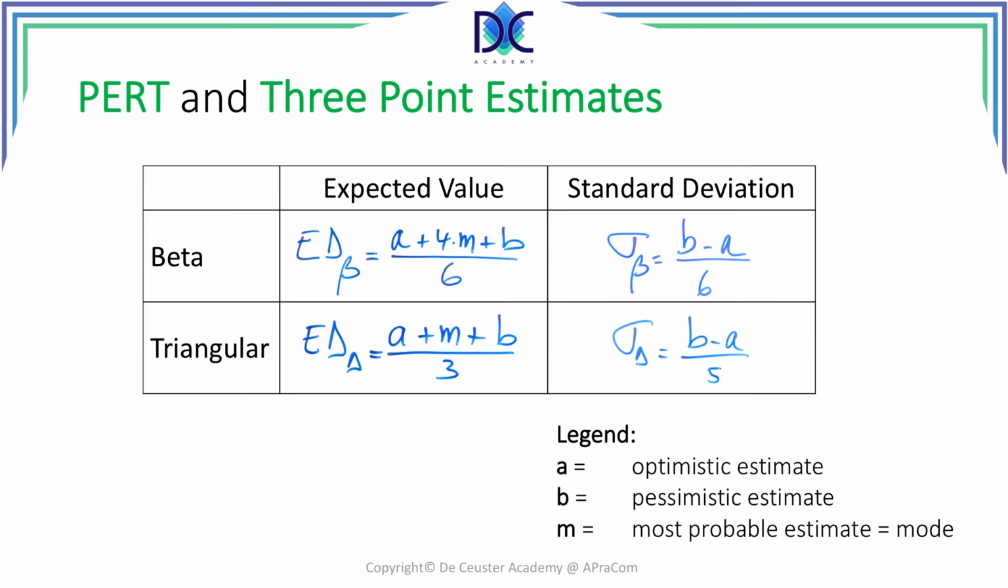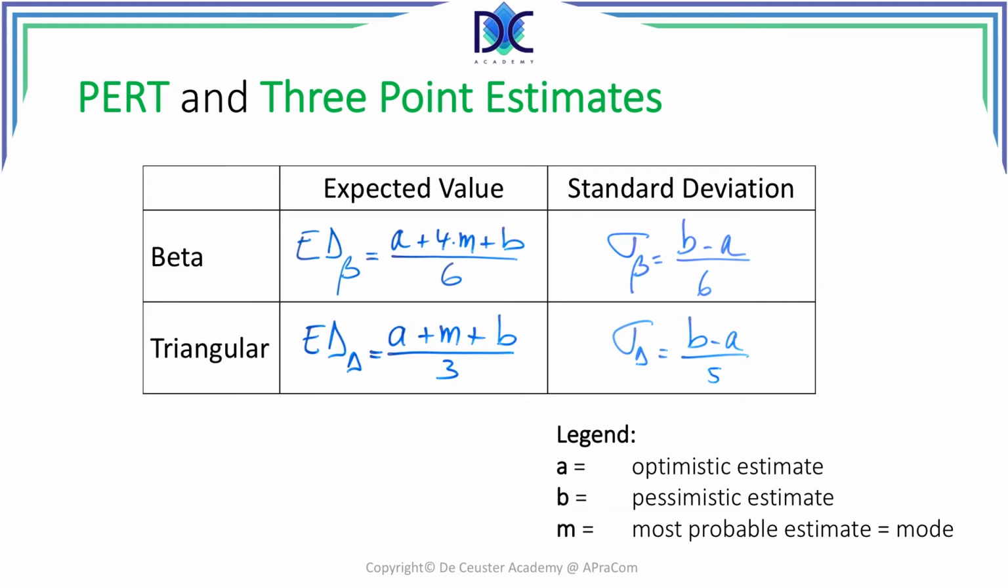The expected duration according to a beta distribution and PERT is equal to the optimistic estimate plus 4 times the most probable estimate plus the pessimistic estimate, divided by 6. The corresponding standard deviation is equal to the pessimistic estimate minus the optimistic estimate, divided by 6.